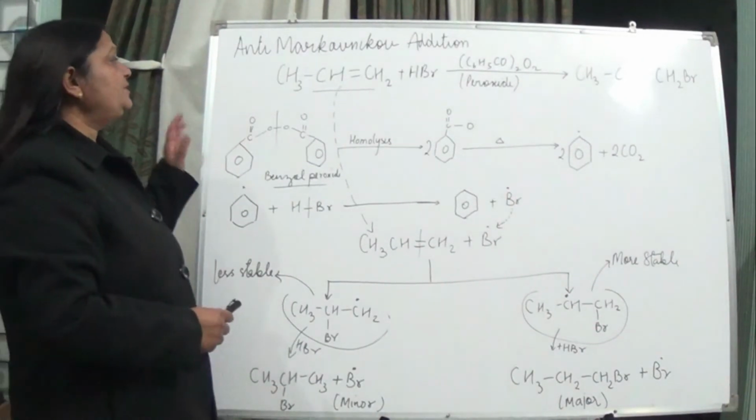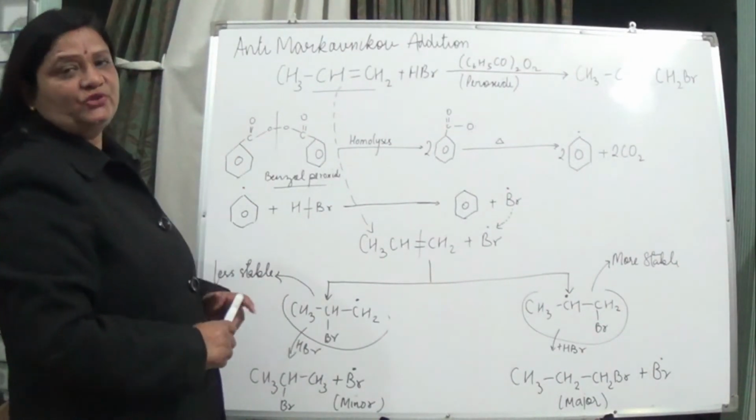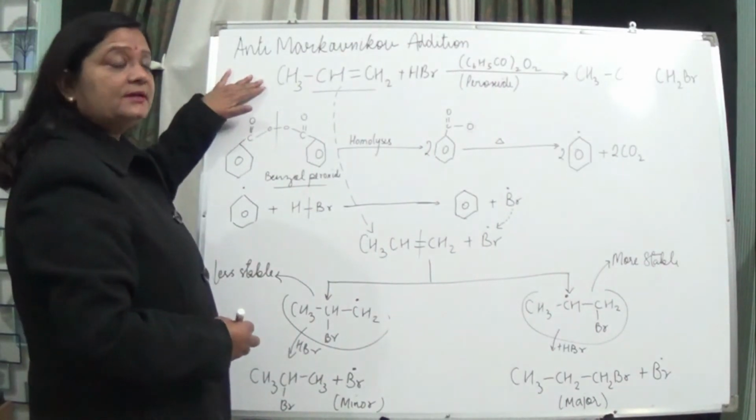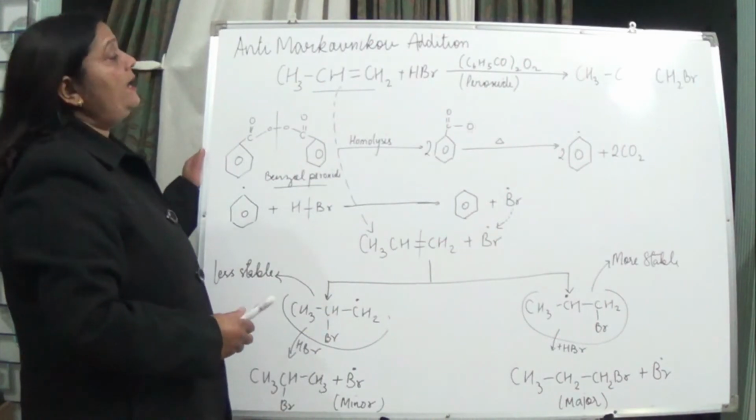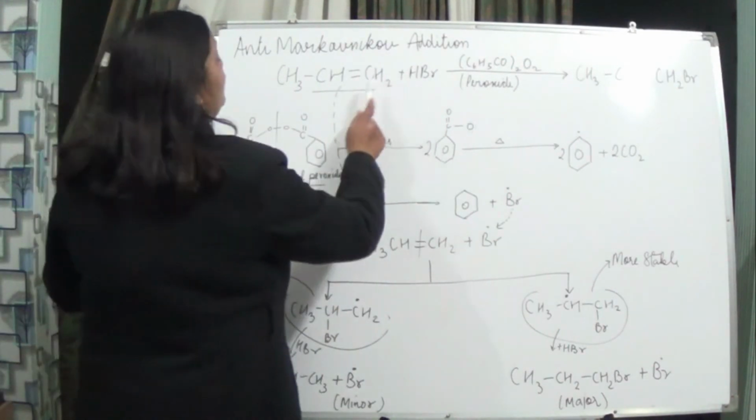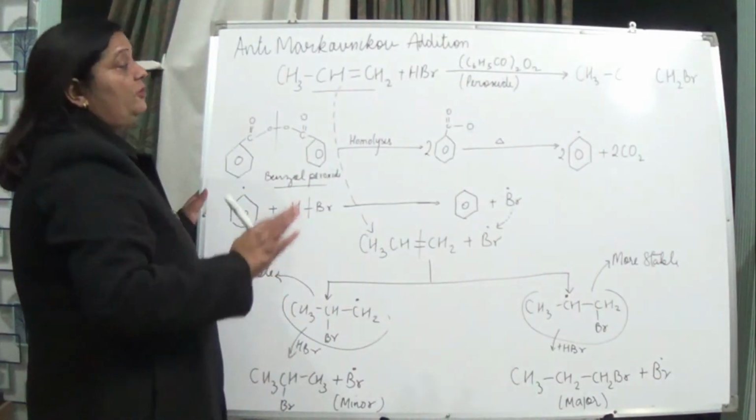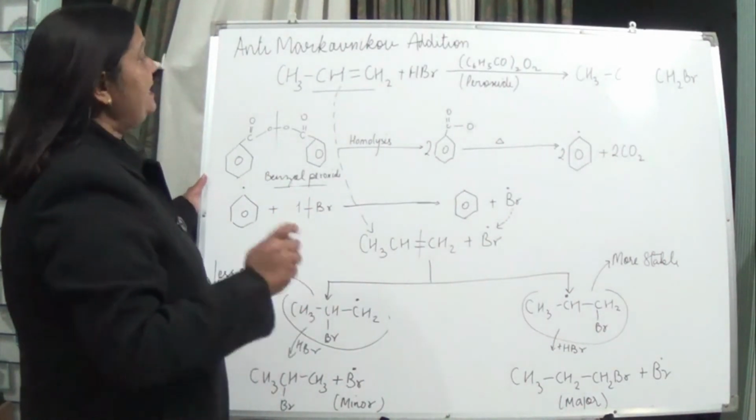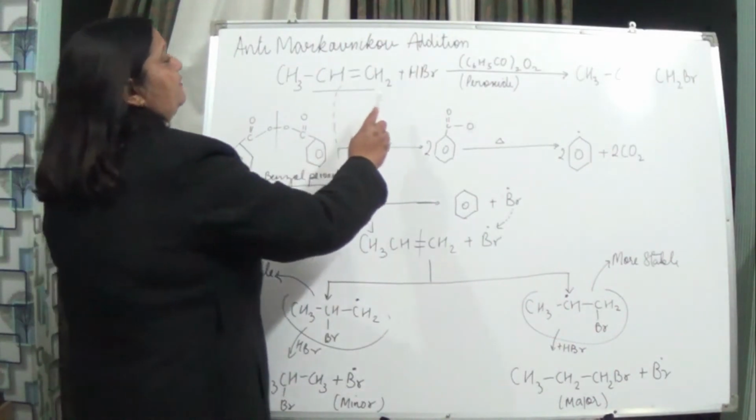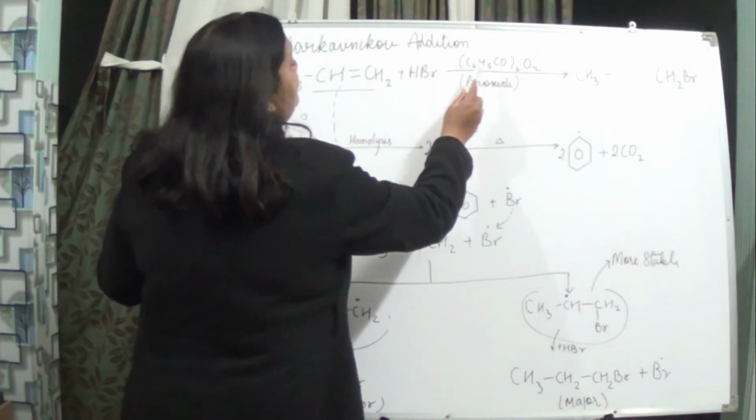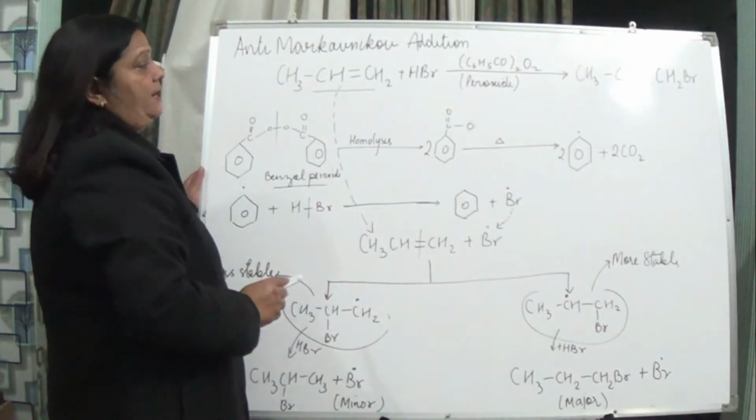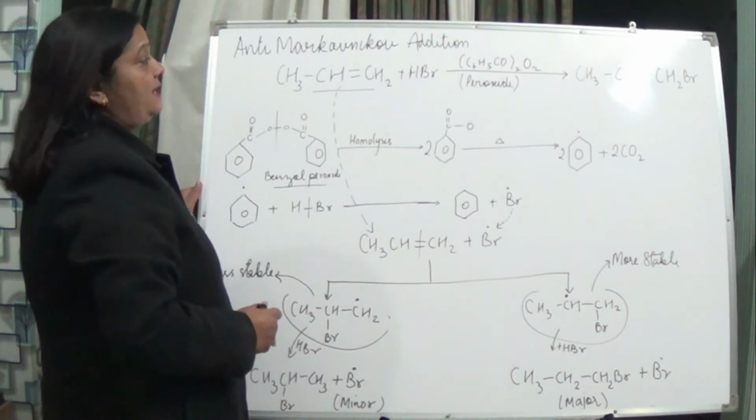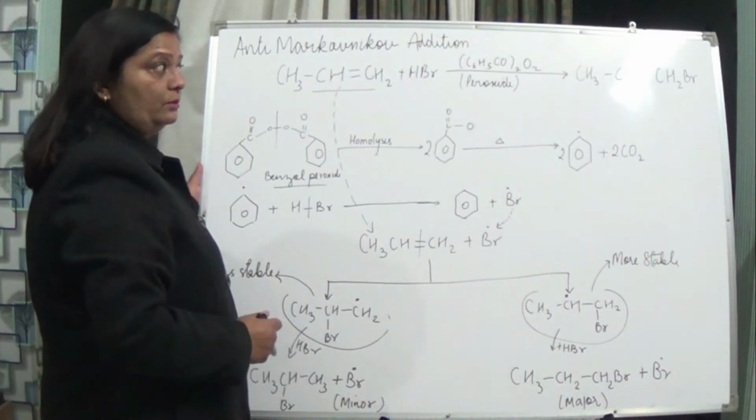Now let us come to the anti-Markovnikov's addition reaction of alkene. In this, again we have taken an unsymmetrical alkene, that is propene, and added HBr to it. Mind it that we will be using only HBr, not HCl and not HI. In this anti-Markovnikov's addition reaction of alkene we use what? Benzoyl peroxide.